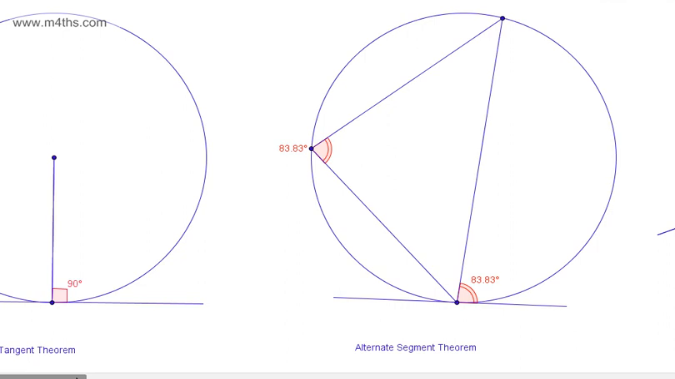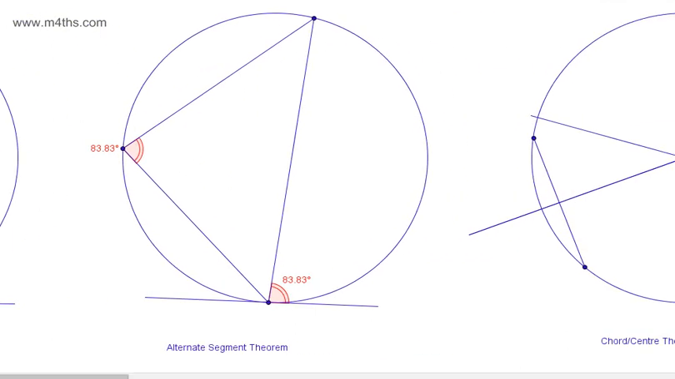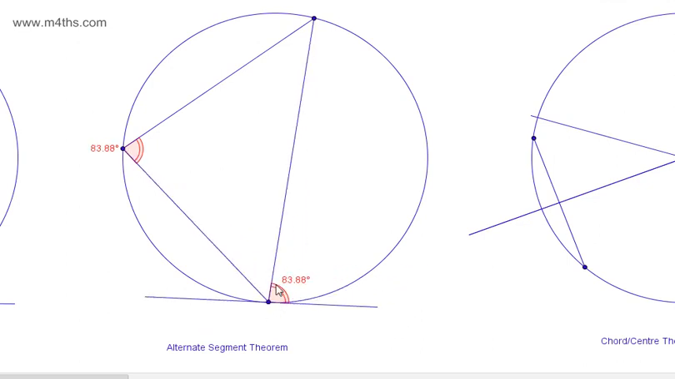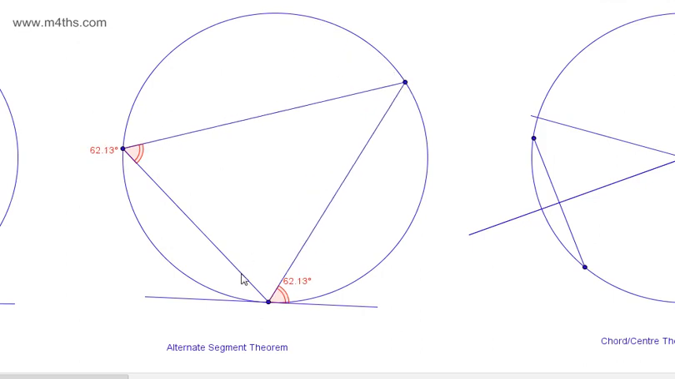If we look at the next one, this is called the alternate segment theorem. This is the more challenging one. If we have a tangent, as we can see just here, we have an angle here and an angle here, they will be equal. This angle right here will be equal with this one. So wherever I move this now, this angle will be the same as this one.